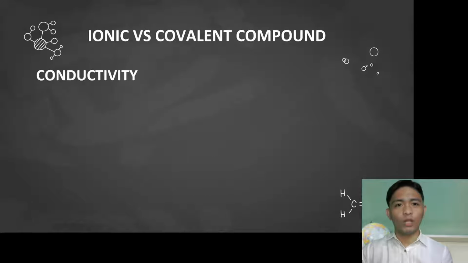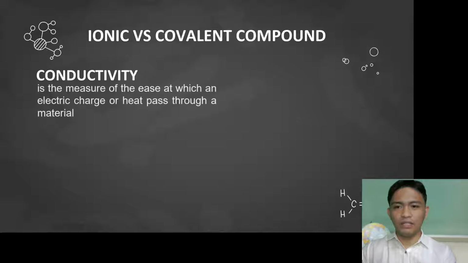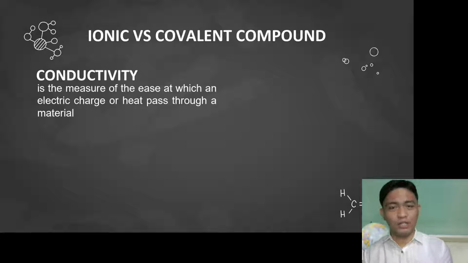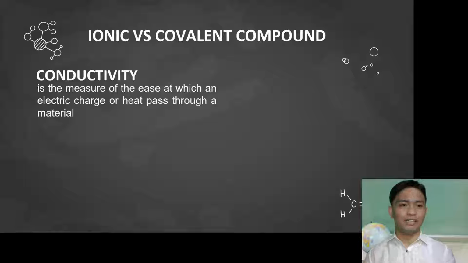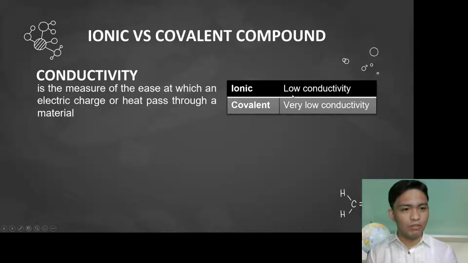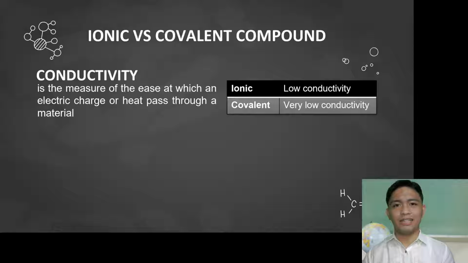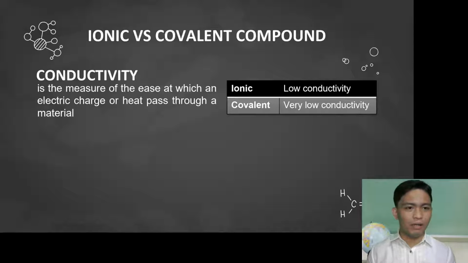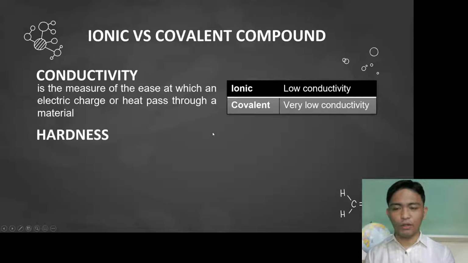Starting off with what we call conductivity. So conductivity is actually the measure of the ease at which an electric charge or heat passes through a material. So dito, gaano ba kadali na mag-flow ang electricity or heat sa material na to. That's what we call conductivity. So for ionic compounds, it has low conductivity. So hindi siya masyadong nag-a-allow ng flow ng electricity at ng heat. Ang covalent naman, very low conductivity. So kung hindi nag-a-allow ang ionic, mas hindi pa nag-a-allow ng flow ng electric charge or heat itong mga covalent compound. Okay?